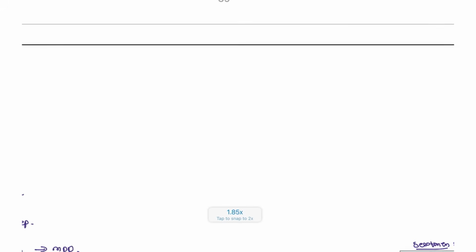Next, we have lithium, right? Lithium is the one drug which we use for patients with bipolar disorder. But lithium has a narrow therapeutic index, so it is highly toxic. So what are the features of the toxicity?